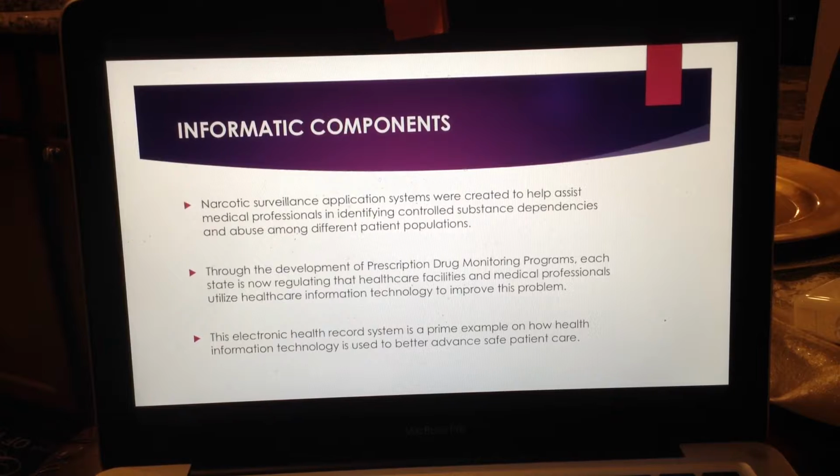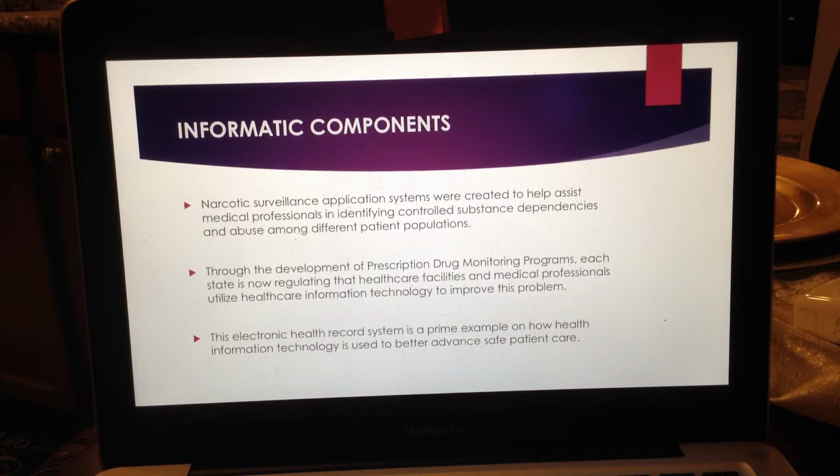For the informatics component, the narcotic surveillance application system was created to help medical professionals identify controlled substance dependencies and abuse among different patient populations. This has created a huge problem in the United States with narcotics and opioids. This epidemic is causing a rise in deaths from 100 to 115 deaths per day, according to the CDC. So prescription drug monitoring programs were developed, which each state must regulate within healthcare facilities, and medical professionals utilize healthcare information to better improve this problem.